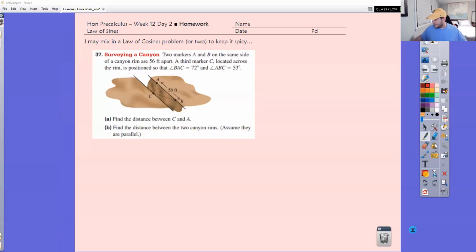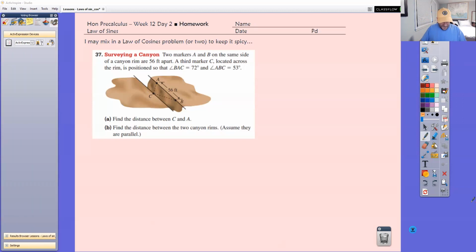How's it going? Let's get into the week 12, day 2 homework and see how this one goes. This is the one that's about law of sines, so I actually think it's easier than the previous day. Day 1, man, that was kind of a nightmare. That video is an hour long, an hour. And granted, I'm trying to explain some stuff deeply, but still, man, it takes a while.